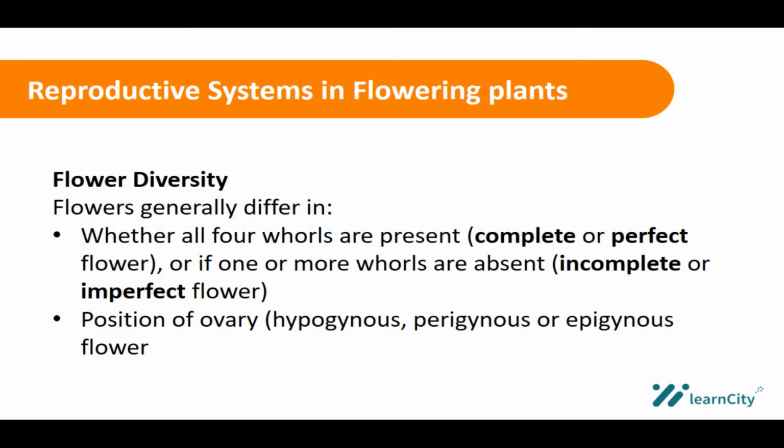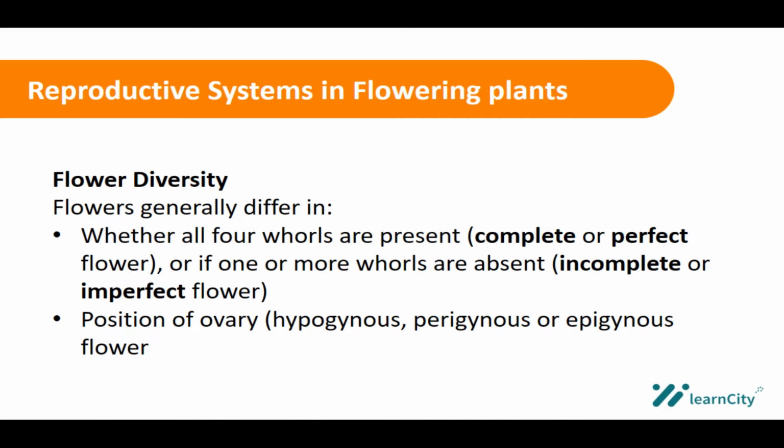Then we could also have flowers differing in that we have some flowers that have all the four walls present, and that type of flower is called a complete or perfect flower. Or we could have a flower that has one or more walls that are absent. So that flower is called an incomplete or imperfect flower. So we have flowers differing in whether the walls are all completely present or whether one or more walls are absent. So we have complete or incomplete flowers.